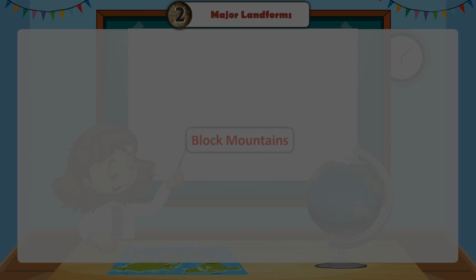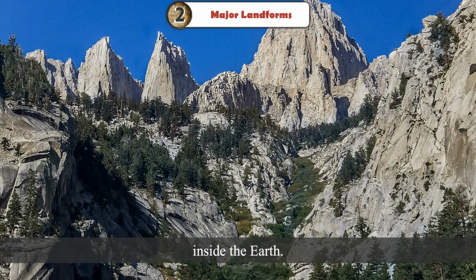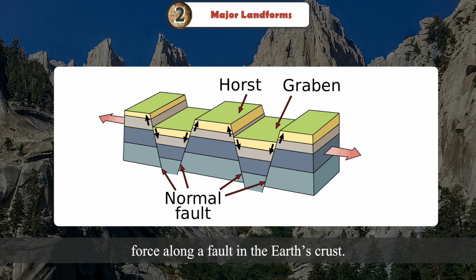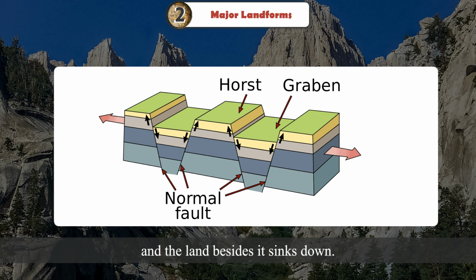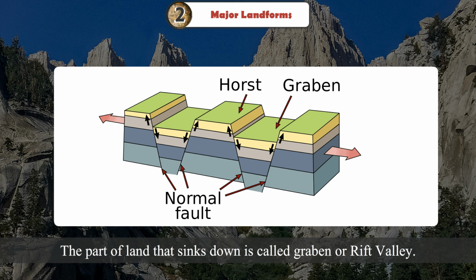Block mountains. These mountains are formed because of the vertical movements inside the Earth. These vertical forces cause the large blocks of land to be pushed up with great force along a fault in the Earth's crust. A fault is a crack in the crust. These mountains are formed when one block of land is pushed up and the land beside it sinks down. The blocks that rise above are called horst or block mountains. The part of land that sinks down is called graben or rift valley.